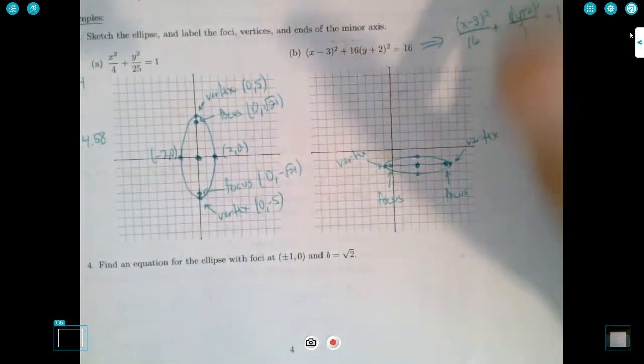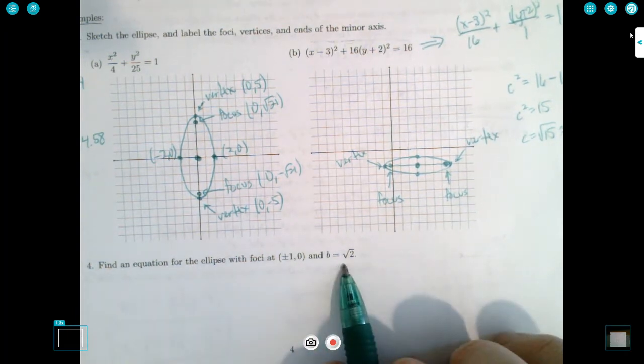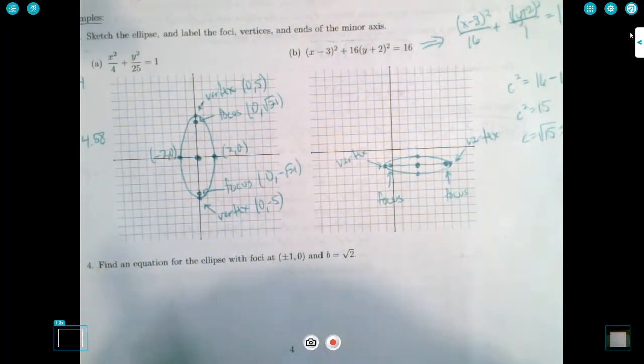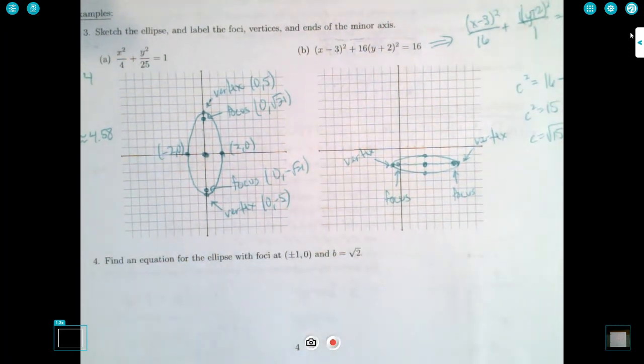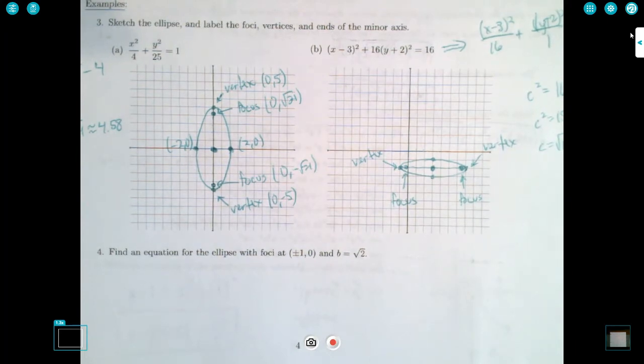Anyway, here's another example. It says, find an equation for the ellipse with foci at negative 1, 0, and positive 1, 0, and b equals the square root of 2. By the way, you could be given all kinds of information about these things, and you just have to use your problem-solving skills to try to figure out what ellipse they're talking about.